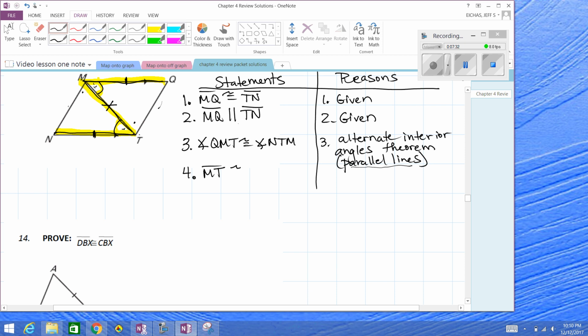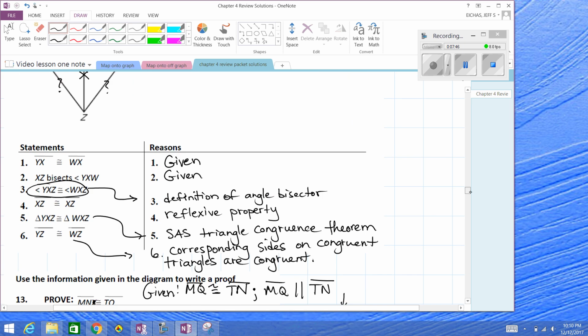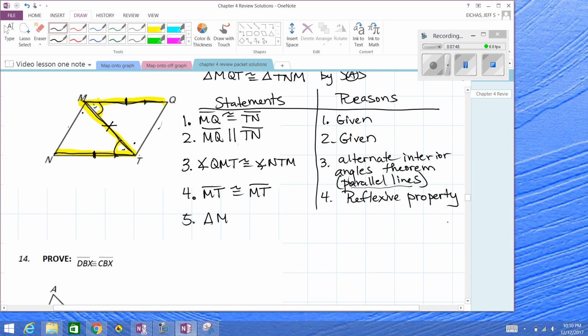All right, now on our own, we could write MT. I'm not going to switch the order, even though that's probably more accurate. It's called the reflexive property. And now I can write that the triangles are congruent. What did I say up here? I'll just use it the same way. It looks like MQT is what I wrote up there, and TNM, and that was by the side-angle-side triangle congruence theorem.